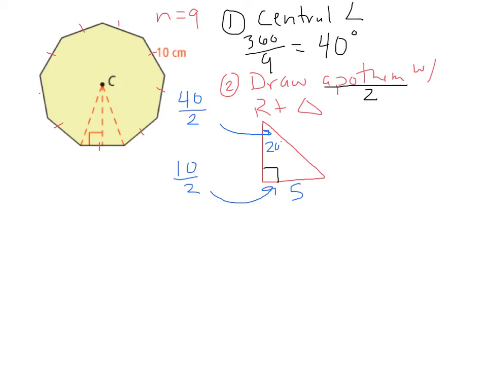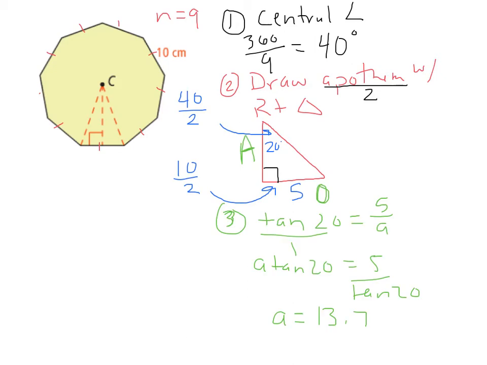So now your third step, you can do it. Setting up trig is fun. In this case, I used TOA because I have my opposite. I'm looking for my adjacent. So tan of 20 is going to be equal to 5 over a, cross multiply, and I'll get a times tan of 20. And this is what I want to get rid of, so I divide both sides by tan of 20, and I get 13.7.